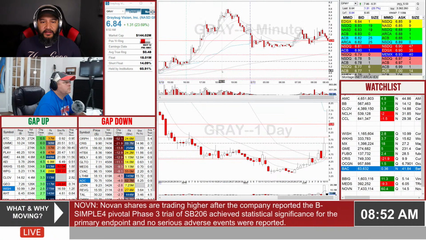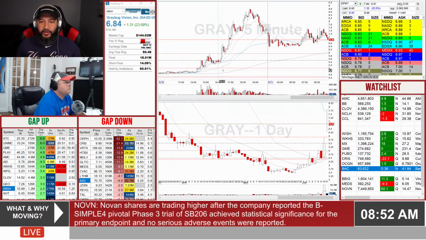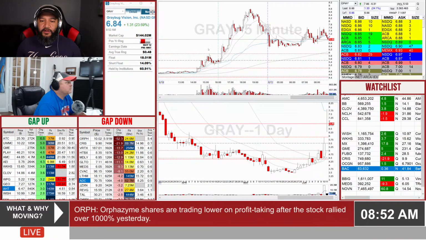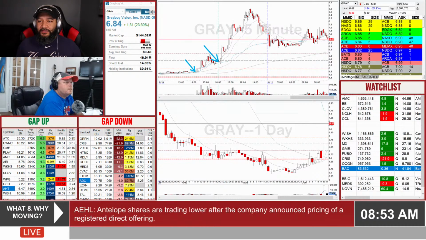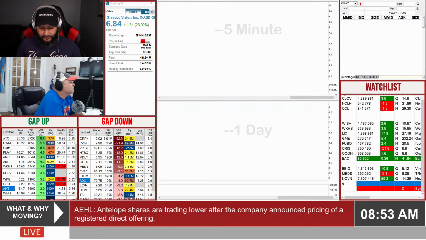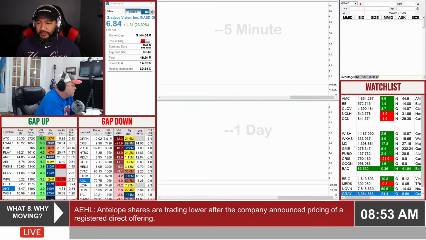Yesterday had a decent day, and actually the majority of the move yesterday was all in after hours. It got going around 2 o'clock, and then after hours, this thing just took off from 8.20 to 8.80. So could be interesting. Let's put it on here. Gray, another low float for today. We'll take a look at that.